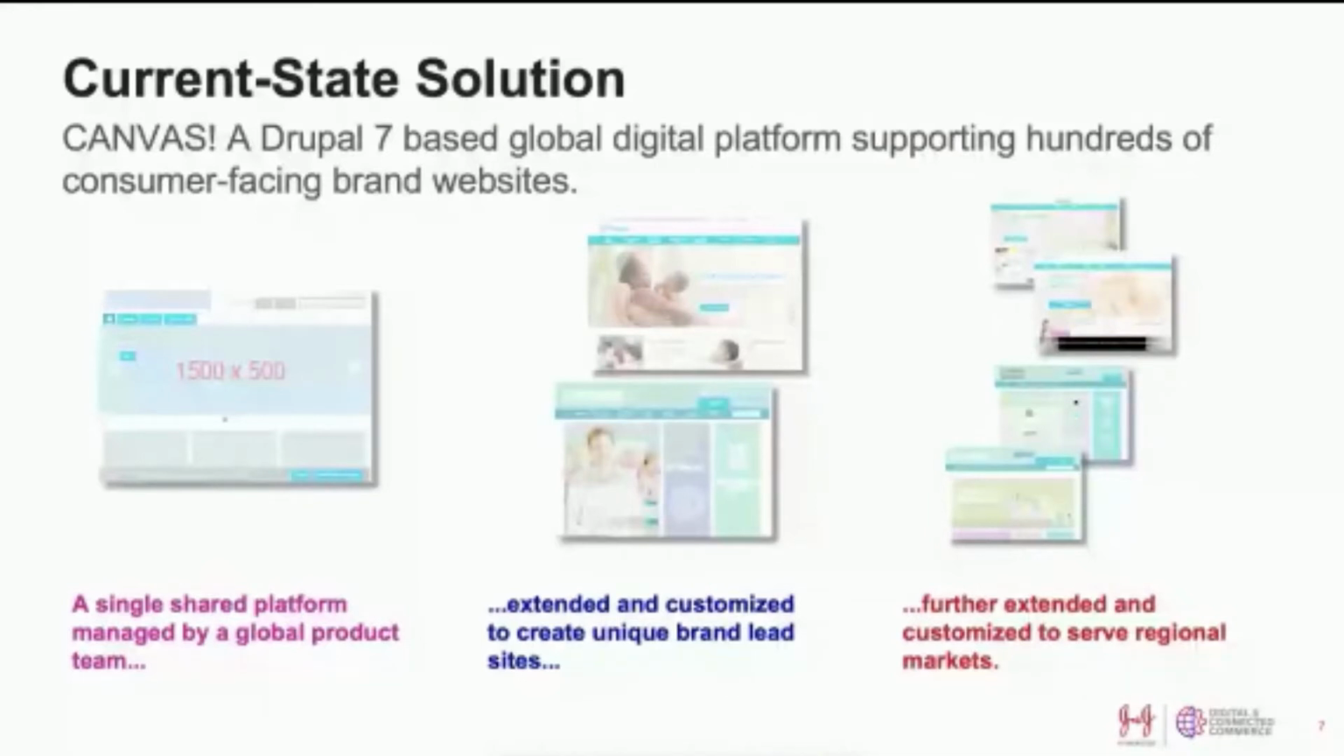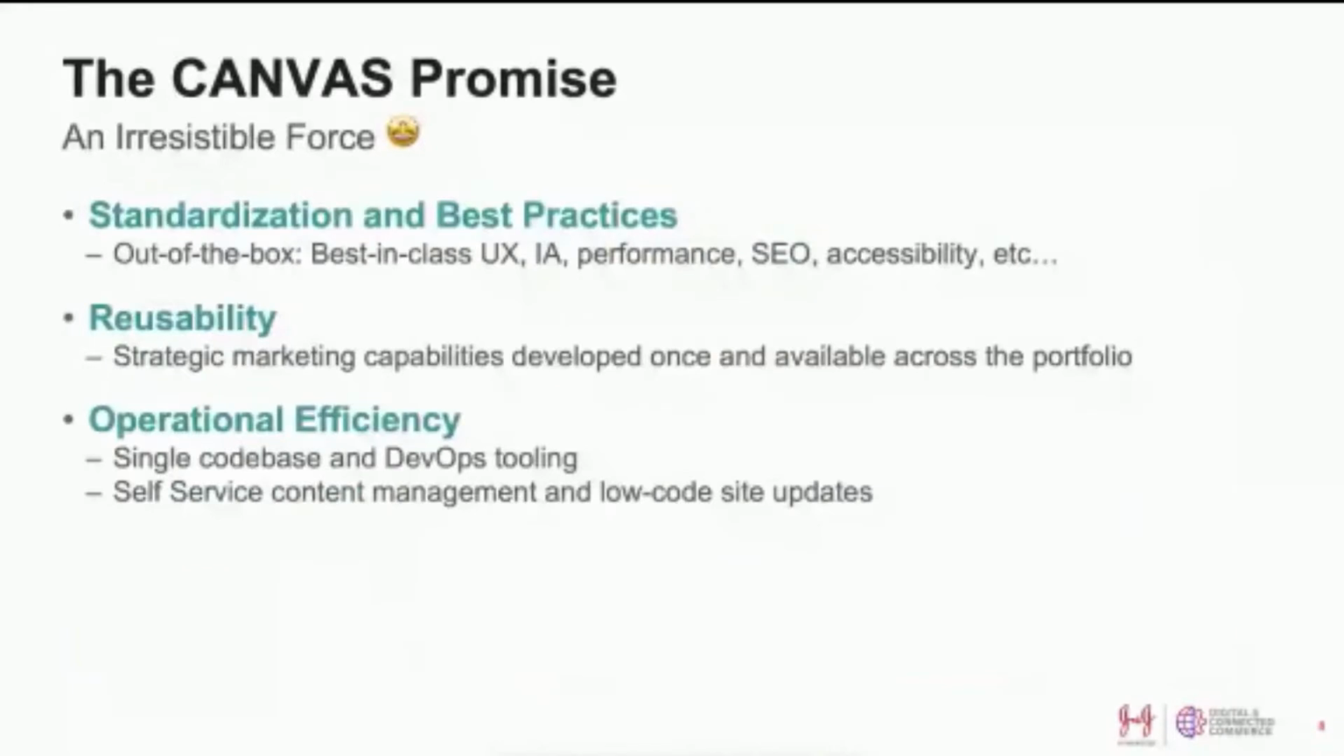And some of the reasons that Canvas was created. So first, standardization and best practices. Before Canvas, people were doing things any which way they wanted. Everybody would build their own website. And so there was a huge variation in the quality of those websites and how good their SEO was, whether they were accessible, whether they were responsive, what the UX was like.